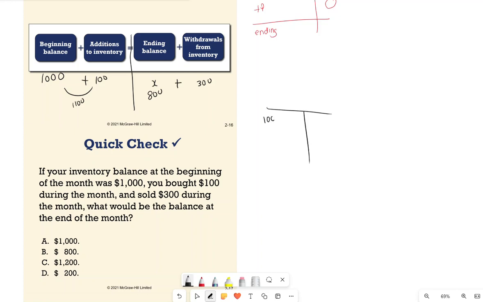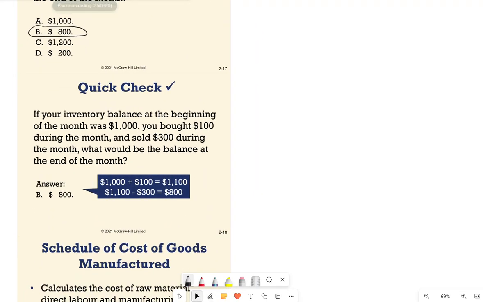My beginning is 1,000. You bought $100 worth of inventory. We have 300 that we sold, and we have 800 left. How did we do it? 1,000 plus the 100 and minus the 300 will give you 800. So your answer should be 800. So this is what it is.